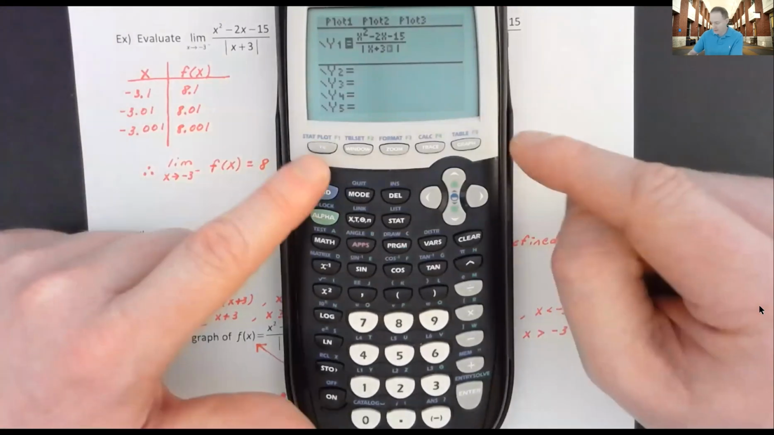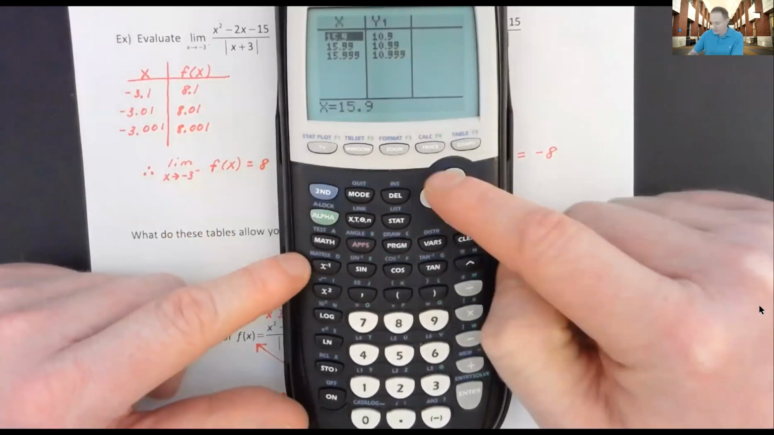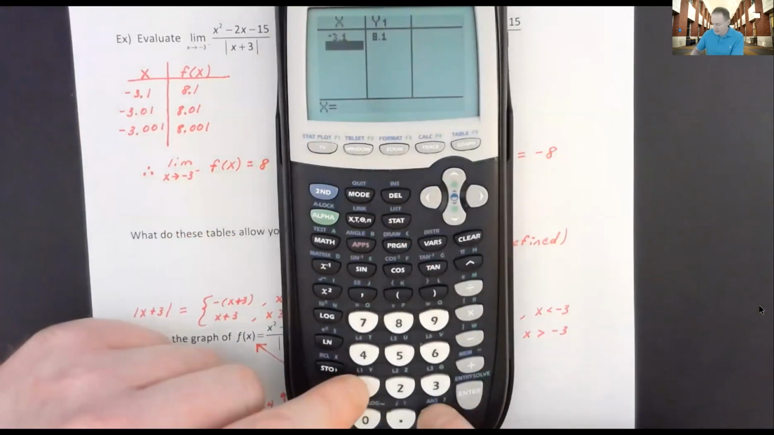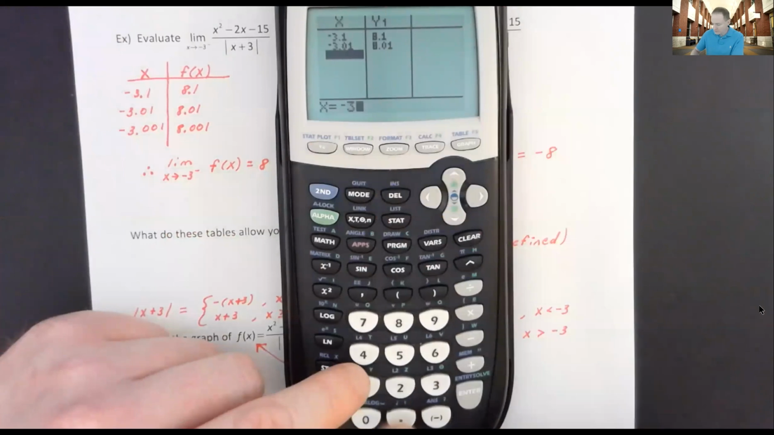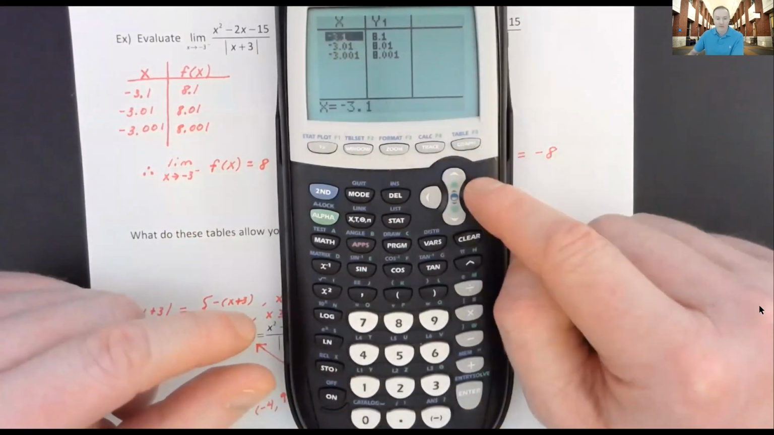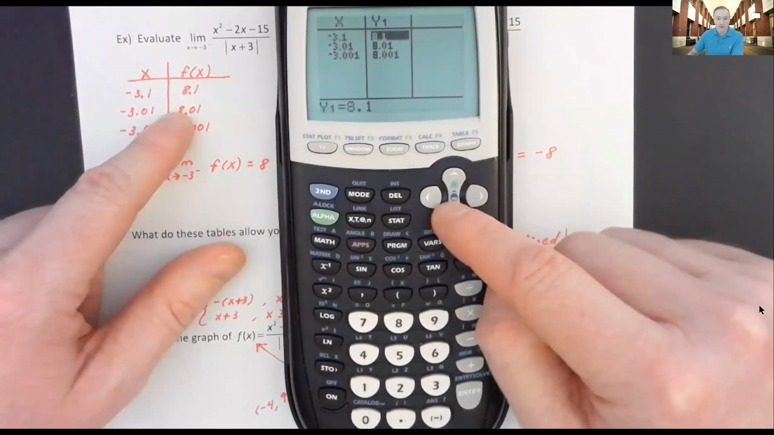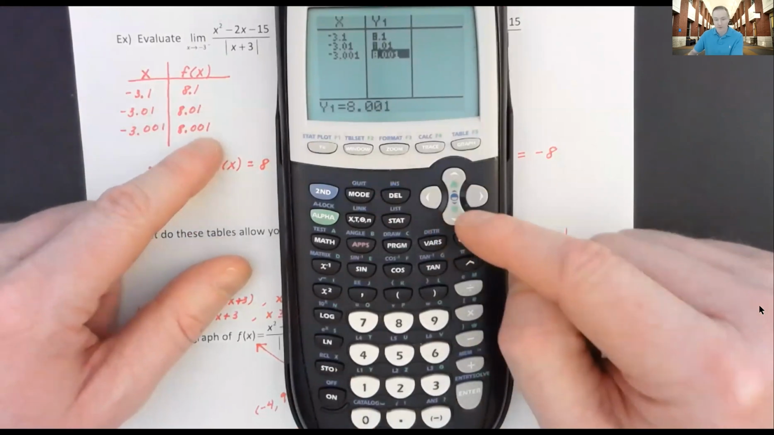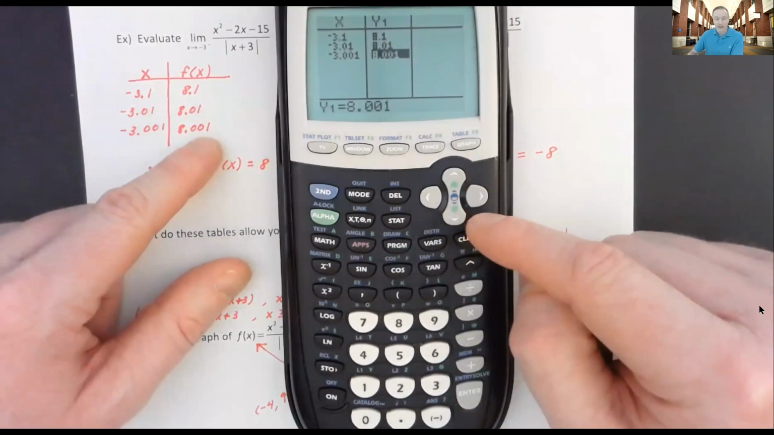I should be able to get my answers. I'll go to my table, delete off the values from the last problem. We got negative 3.1, negative 3.01, and negative 3.001. Boom. And so now I can say, well, at negative 3.1, my y value is 8.1. Negative 3.01, it's at 8.01, and I get 8.001 for my last value.